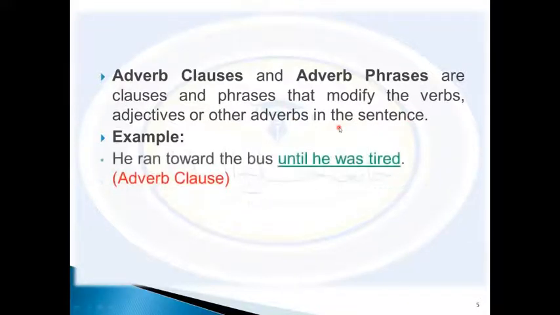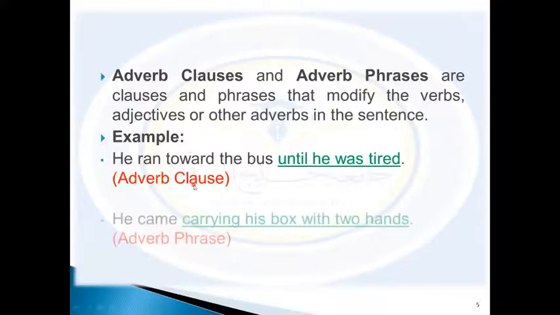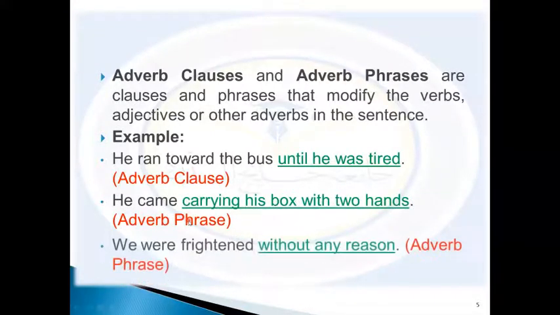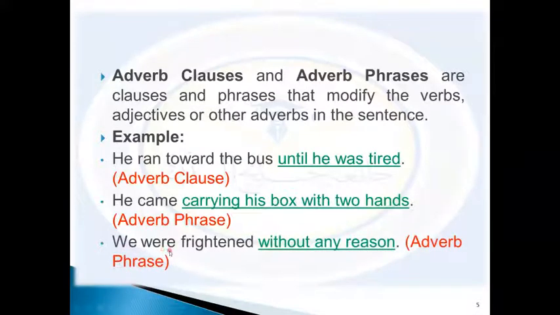For example, when we say he ran toward the bus until he was tired, you can say until he was tired is an adverb clause. Also, when you say he came carrying his box with 2 hands, carrying his box with 2 hands is an adverb phrase. Also, we were frightened without any reason. This is the third example. We can say here without any reason is an adverb phrase.